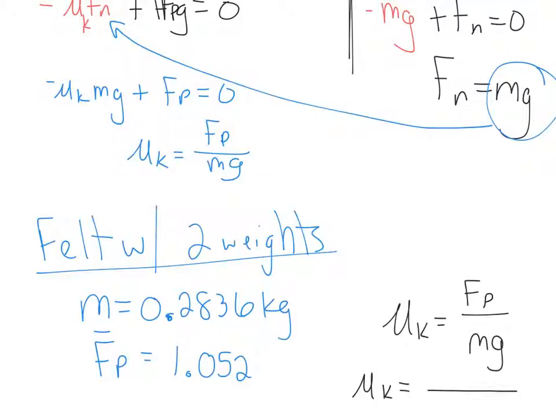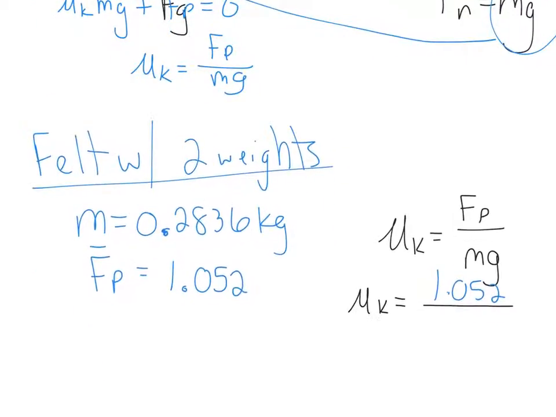Okay. So, here's what we're going to do. We're going to take 1.052, put it in the numerator. That's FP. That goes right here. The mass is the same. Doesn't matter what group you're in. Same objects. So we take the mass, 0.2836 times 9.81. Remember, the denominator needs its own parentheses if you're going to do this all in one step in your calculator. So that's how you would find mu K for felt with 2 weights. Ariel, could you tell me what your number turned out to be for this?